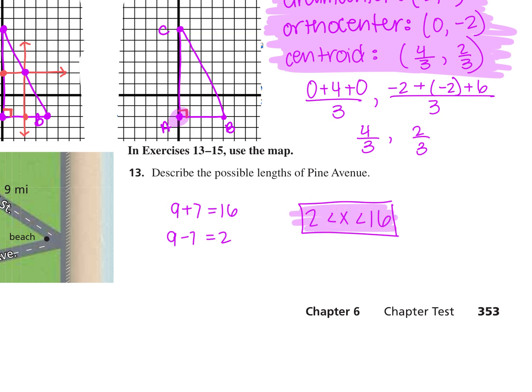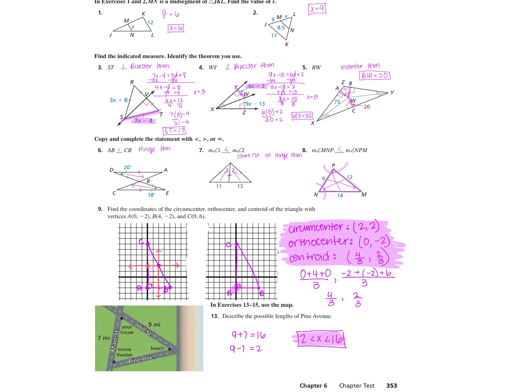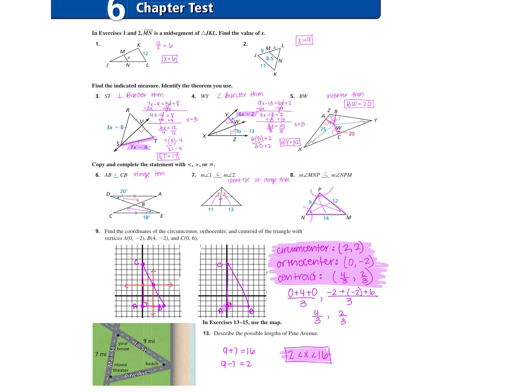It was 10 questions. Hopefully it was pretty easy. Any question on the 10? No? Okay, you guys have one more review, and keep in mind your test is on Tuesday.